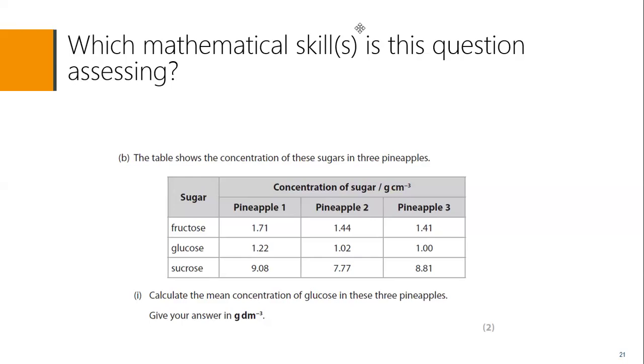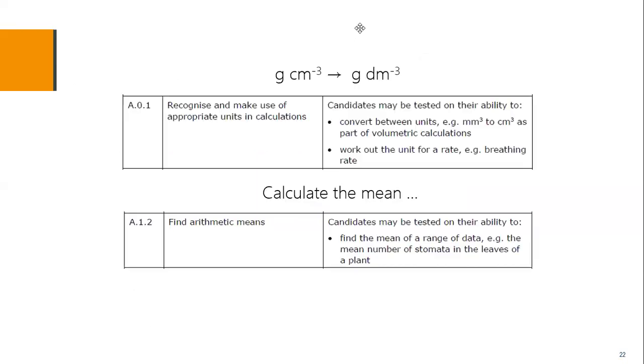If they don't make the conversion, there's 2 marks for this question. 1 mark will be for calculating correctly the 3 means, and the second mark will be for correctly converting it to grams per decimeter cubed. So if they miss that bit, but they calculate the means, they will get 1 mark. But this is assessing find the arithmetic means, and also recognize and make use of appropriate units in calculations.